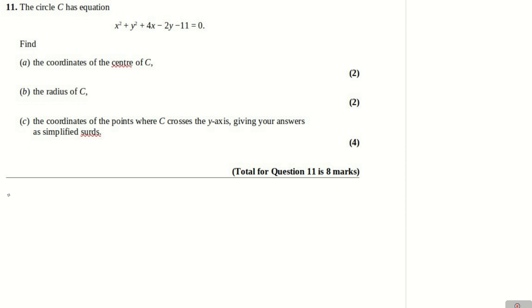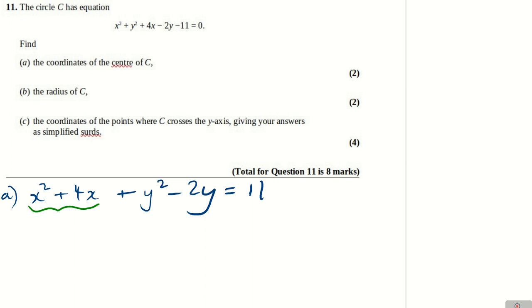Okay, part A. So we've got to rearrange the equation as they give it to get it into the form where we can easily write down what the centre and what the radius are. So what I'm going to do with this, I'll get the x's together, so x squared plus 4x, and similarly with the y's, y squared minus 2y, and I'll bring the 11 over to the other side. Right, I'll then complete the square separately for x and for y.